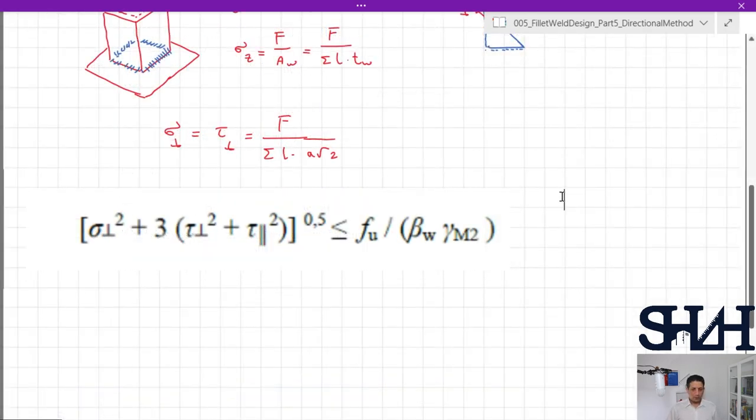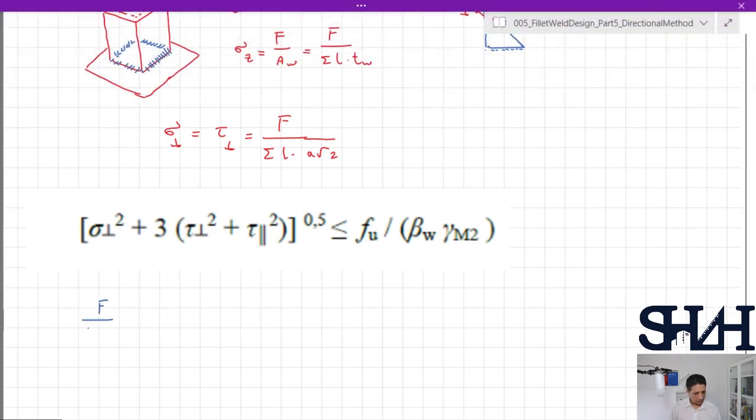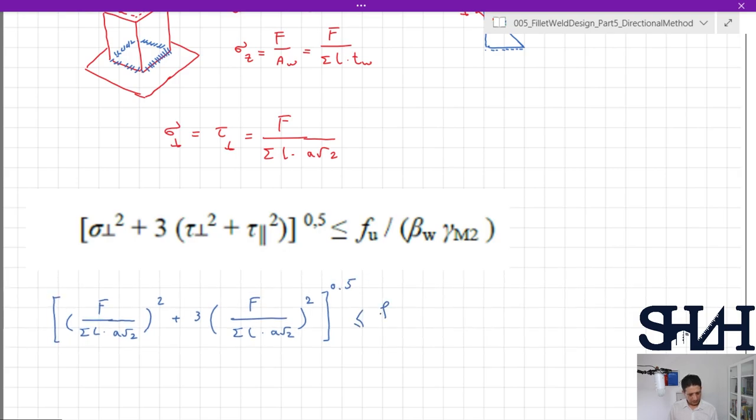Sigma perpendicular power by 2, F divided by sigma L times A square root of 2 power by 2, plus 3 times F divided by sigma L times A square root of 2 power by 2. We do not have tau parallel, and then it should be less than Fu divided by beta W times gamma M2.